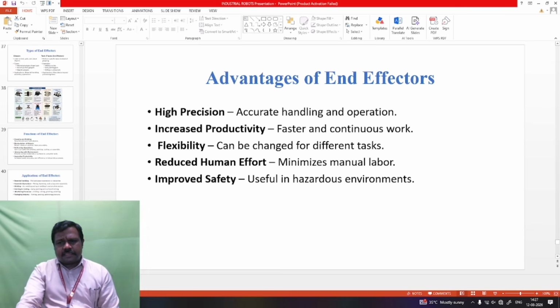Then advantages of the end effector. There is high precision: end effectors give accurate handling and operation. Increased productivity: faster and continuous work. Flexibility: can be changed for different tasks. Reduced human effort: minimize the manual labor work in the industries. Improved safety: useful in hazardous environments.